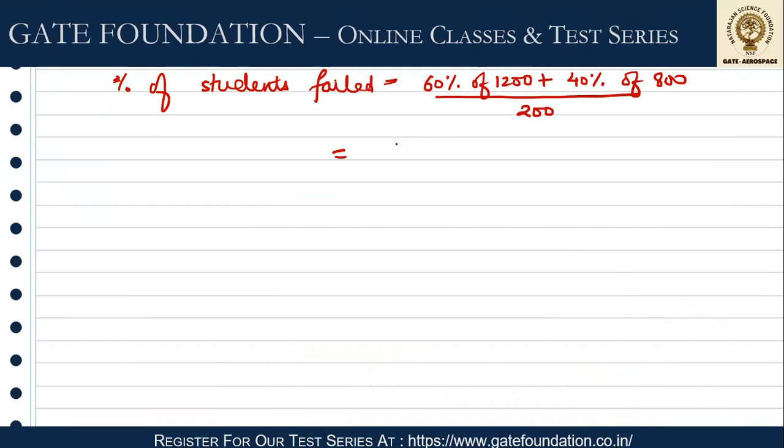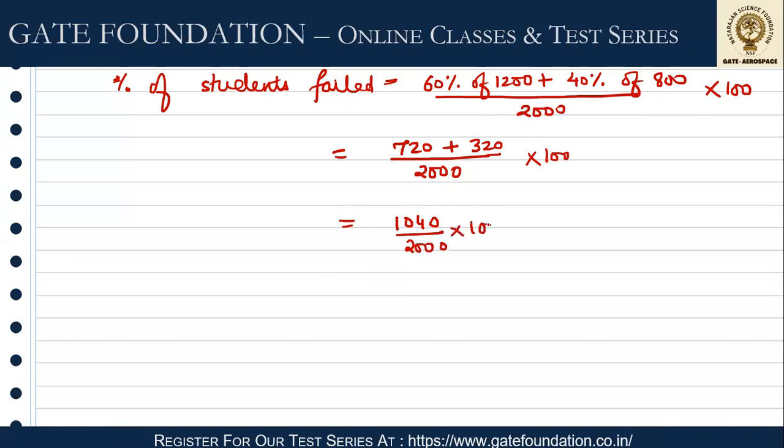Now 60% of 1200, 60 by 100 into 12, will become 720. And 40% of 800 will become 480. Divided by 2000, and this has to be multiplied by 100. 40% of 800 is 320, no? Yes, it is 320. So 720 plus 320 is 1040, divided by 2000 into 100. That will become 104 divided by 2, or 52%.